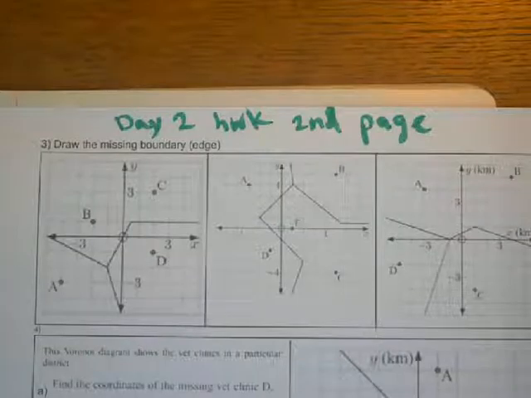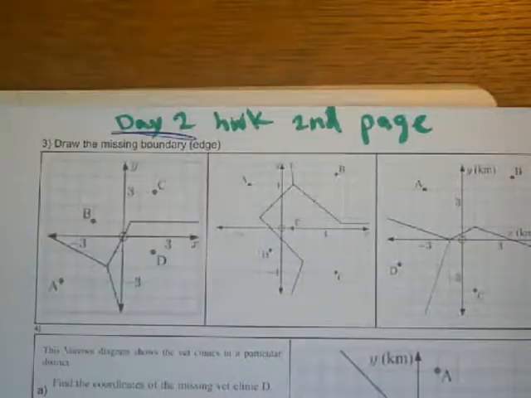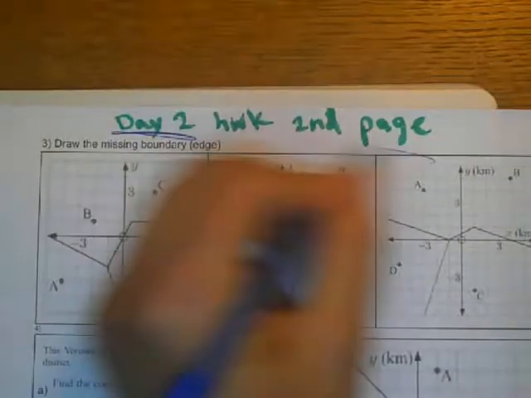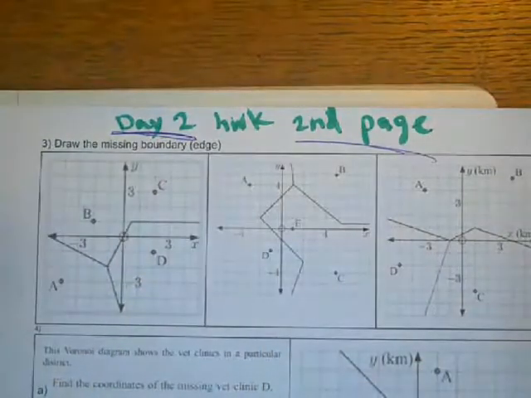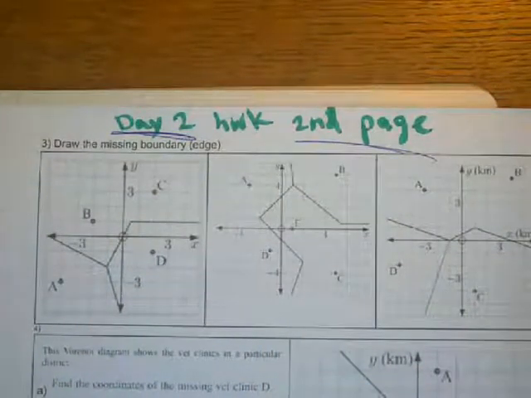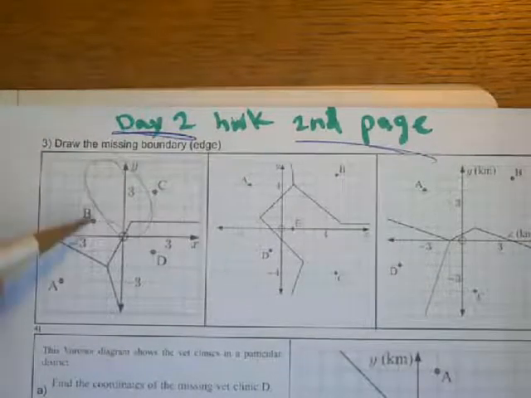All right, here is the Voronoi Diagrams Day 2 homework, second page. Some people had questions on these problems. So how do I figure out where the boundary line is? We know there's something missing right around here, and we know it's going to be between B and C.